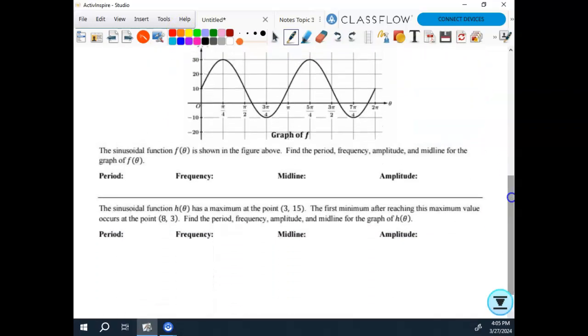Let's look here. The first thing I'm going to do here is sketch in my midline. Then this is asking me for the period. So I can start here and I can end here, which means the period is pi. The frequency is the reciprocal of the period. Midline is an equation of a line, so it is y equals 10. Amplitude is this distance right here, so it is 20.